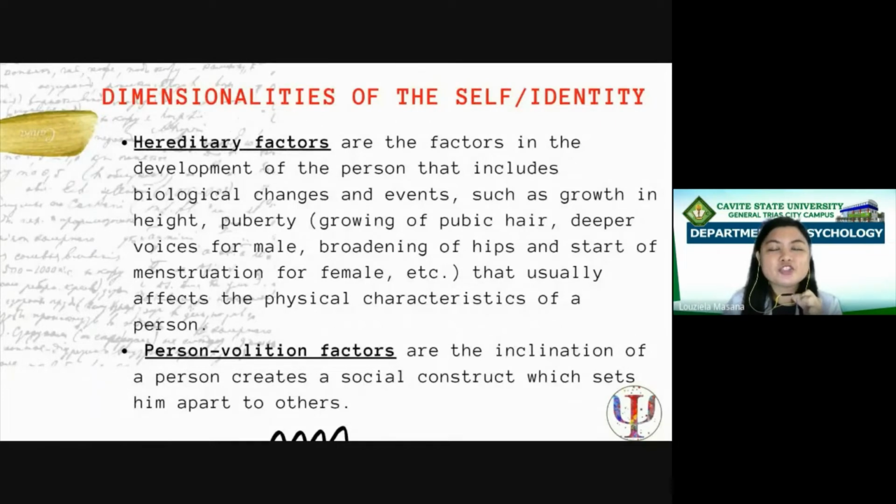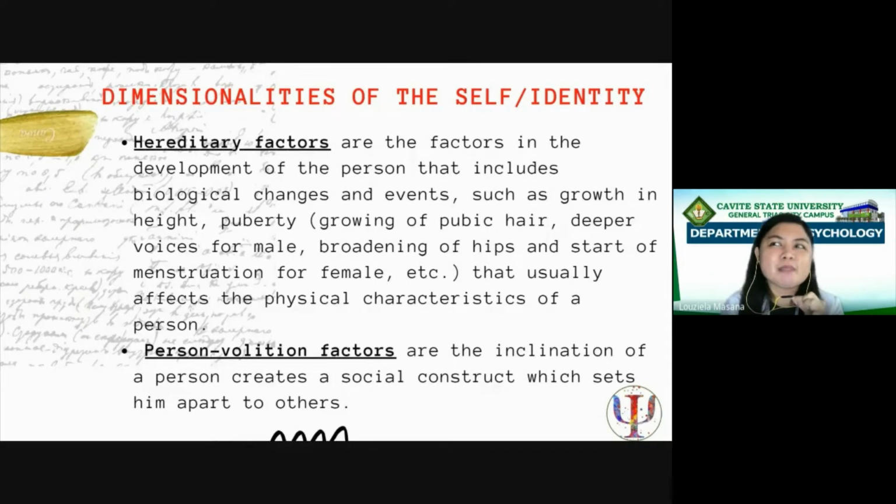Yung person volition factors naman, it has something to do with your inclination. Person creates a social construct which sets him apart from others. Maaaring hindi siya ganito dahil influence ng heredity, environment o ng other people, but ganito siya because it's his or her choice to be like this.